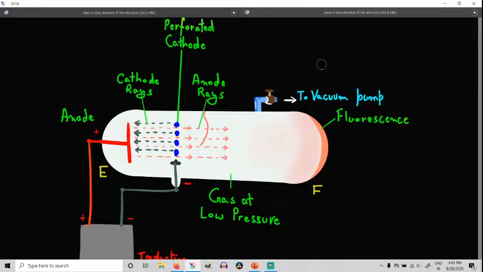In the last class we did the discovery of the electron by J.J. Thomson, right? So now we are going to study the production of anode rays, and you know that anode rays are also known as canal rays. This was shown by Goldstein, right?